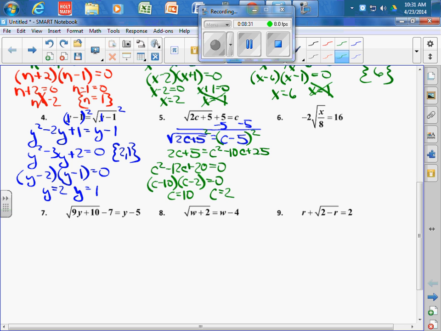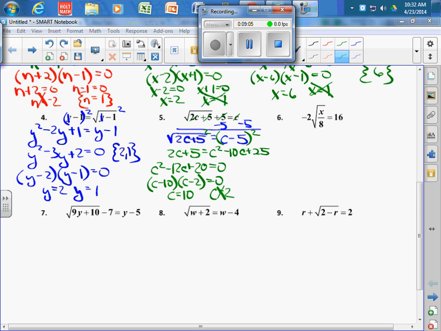So in checking these, when I plug in the 10, I get 2 times 10 is 20. 20 plus 5 is 25. The square root of 25 is 5, plus 5 equals 10. That checked out. When I plug in the 2, 2 times 2 is 4, plus 5 is 9. 9 plus 5 is 14. That's not equal to 2, so that one didn't check out. So c equals 2 is an extraneous solution.